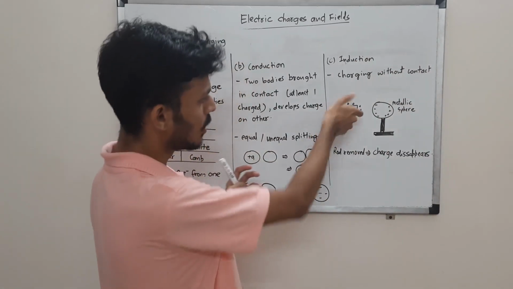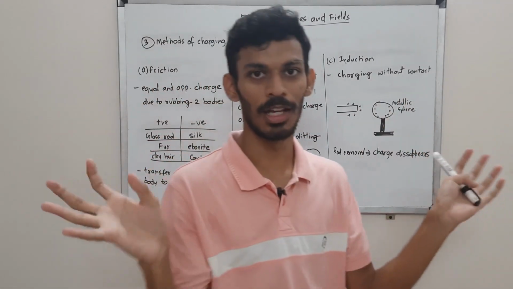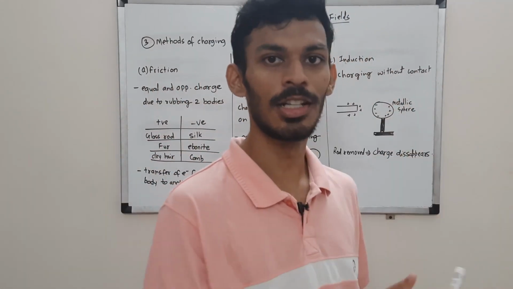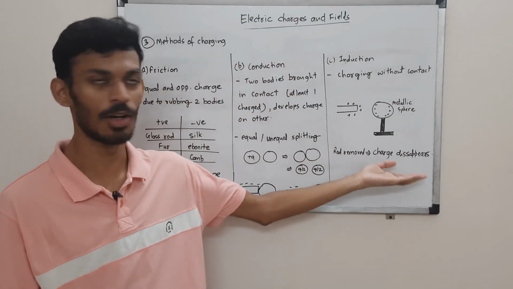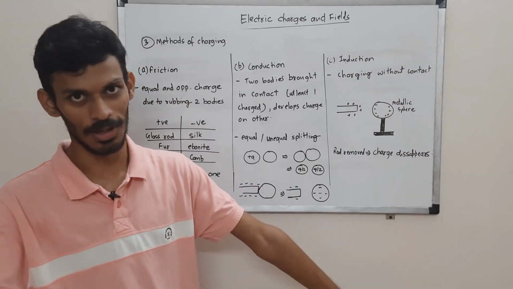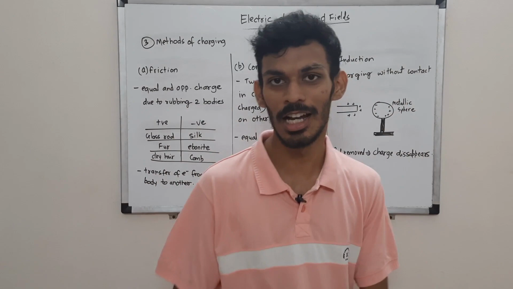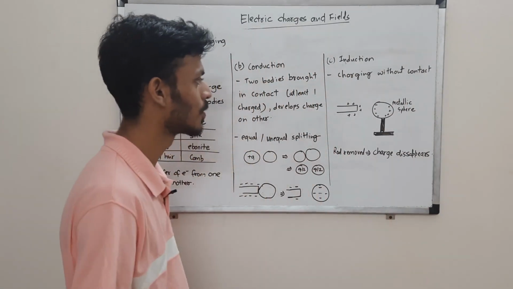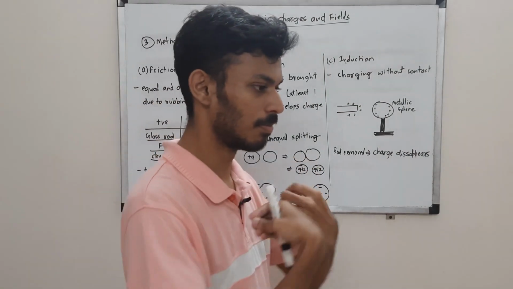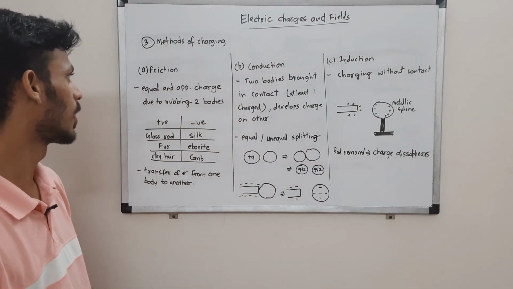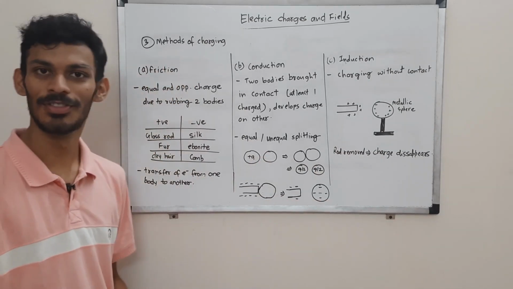As soon as you remove this rod, the charges will fizzle out. They will again come to their original distribution and cancel each other, so the charge on the sphere will disappear. We can use this actually to positively or negatively charge a sphere. We'll see that in one of those questions. So these are, in brief, the three ways of charging a material: by friction, by conduction, and by induction. You can note it down, and let's move to the next section.